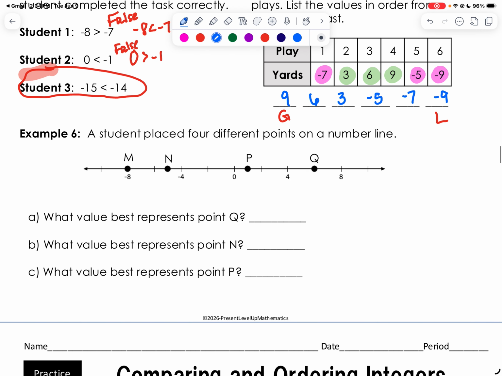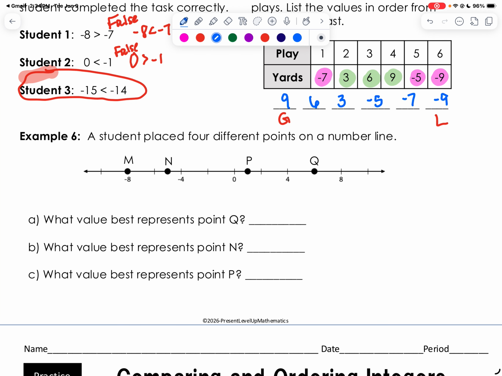All right, example 6. A student placed 4 different points on a number line. What value best represents point Q? All right, so if I'm looking at point Q, I notice there's no number underneath it. So I need to see how this number line is scaled. So I have 0, and then it skips a blank, and then it goes to 4, and then it skips a blank and goes to 8. So that tells me this number line is scaled by 2's. So 0, 2, 4, 6, 8.